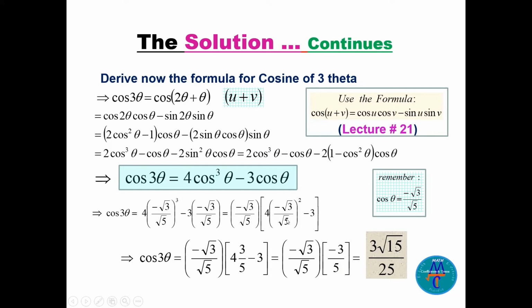That will be 3 over 5. You see, 3 over 5 after I square it, times the 4, so that will be 12 over 5 minus the 3. 12 over 5 minus 15 over 5 will be minus 3 over 5. And the other factor is minus square root of 3 over square root of 5. Rationalize the denominator only, so multiply up and down by square root of 5 over square root of 5. There are 2 minuses here, so the final answer becomes positive. So 3 square root of 15 divided by 25 is the value of cosine 3 theta.